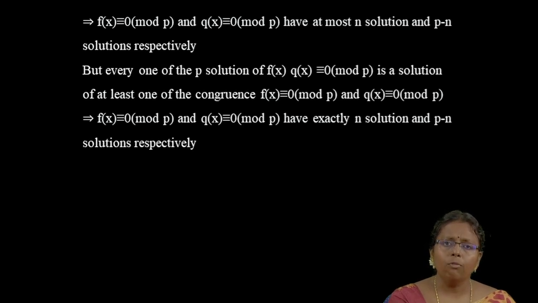But every one of the p solutions of f(x)·q(x) ≡ 0 mod p is a solution of at least one of the congruences f(x) ≡ 0 mod p and q(x) ≡ 0 mod p. So hence we got f(x) ≡ 0 mod p and q(x) ≡ 0 mod p have exactly n solutions and p − n solutions respectively. Hence we have proved both the necessary and sufficient part of this theorem.